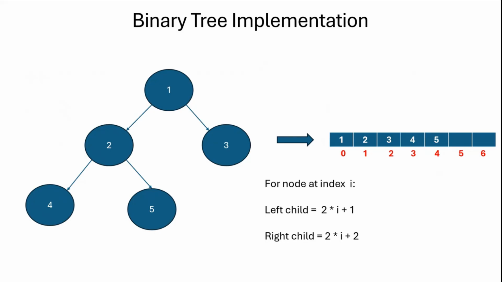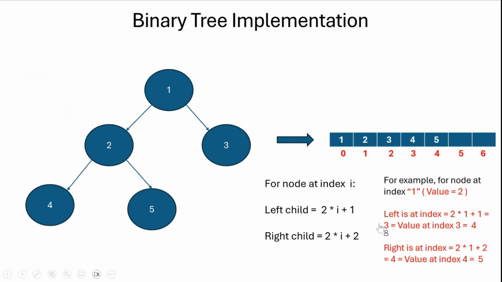For a node at index I, which is this red one, the left child will be stored at index 2*I+1, and the right child will be stored at index 2*I+2. For example, for a node at index 1, which is 2, the left is at index 3 based on this formula, and the value at index 3 is 4. So the left is 4 for node 2, and the right is at index 4 based on this formula, where I is 1 here. So the value at index 4 is 5. So you can see for node 2, with index I, the left is at 2*I+1 and the right is at 2*I+2.